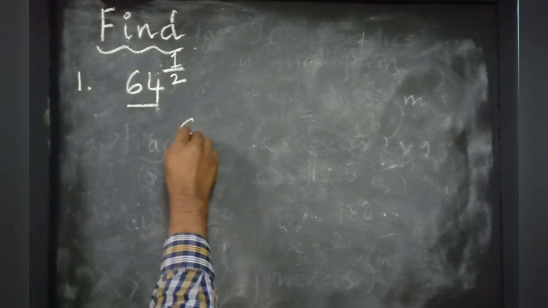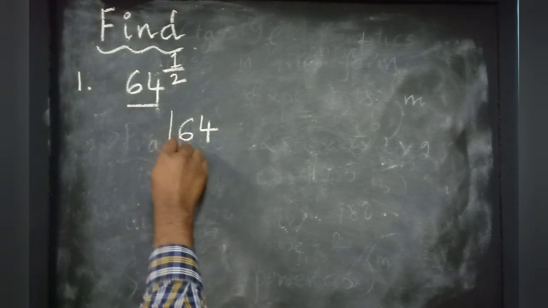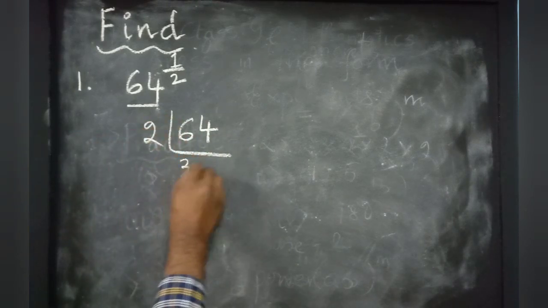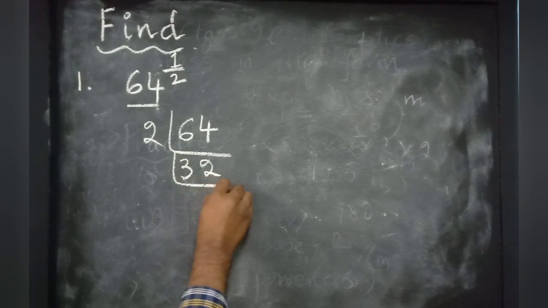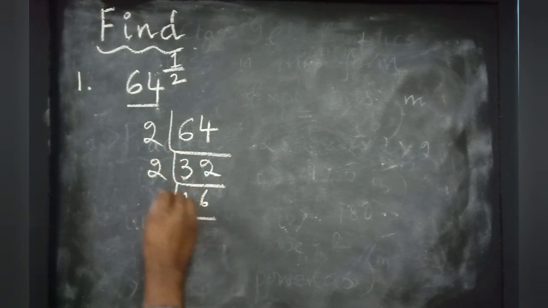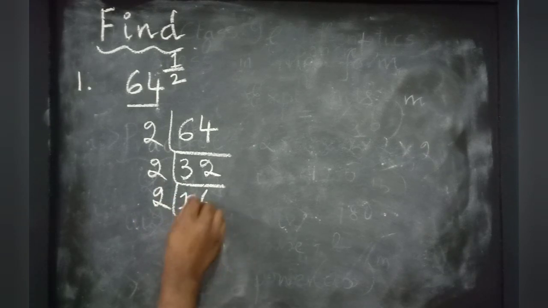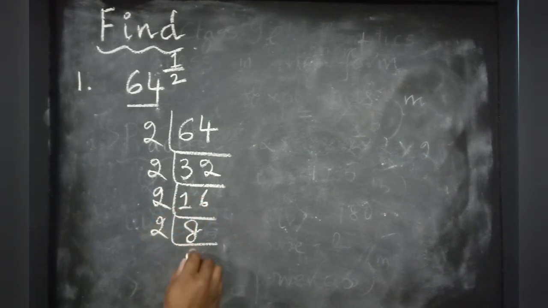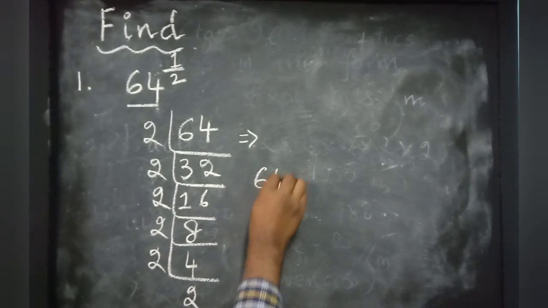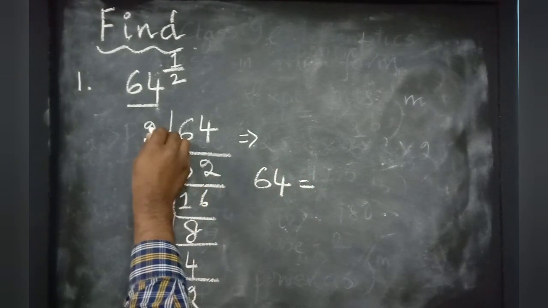Now what should you do? You should factorize 64. Start with the number 2. 2 3s are 6, 2 2s are 4. Then 2 1s are 2, 2 6s are 12. Then 2 8s are 16. Then 2 4s are 8. 2 2s are 4.